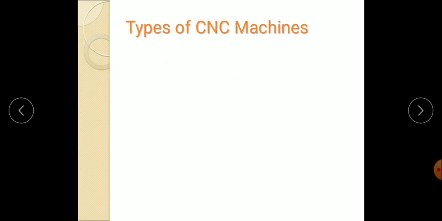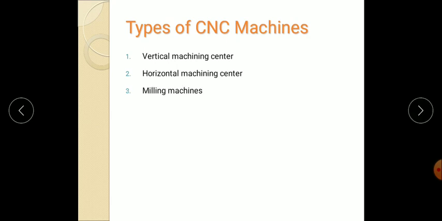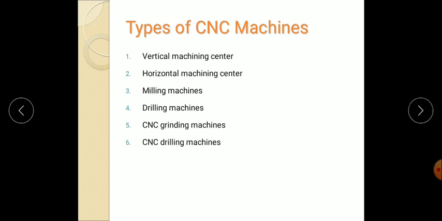Next one, types of CNC machines. First one, vertical machining center, that is called VMC. Second one is horizontal machining center, HMC. Then milling machine, MC. Then drilling machine. Then CNC grinding machines. Then CNC drilling machines.